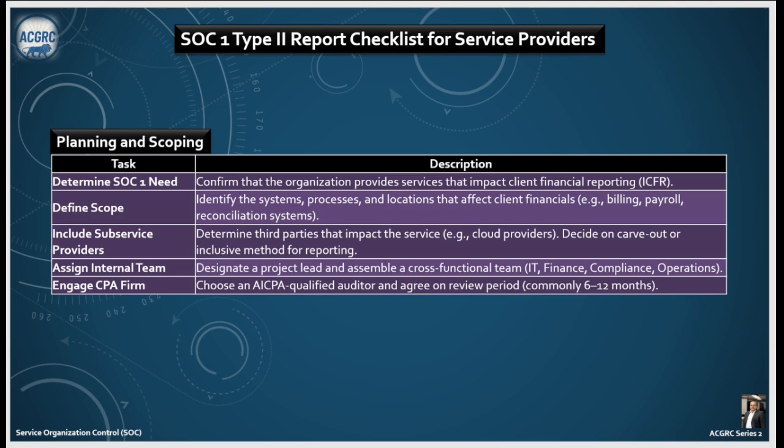Sub-service, determine the third parties that would get impacted. Decide and carve out the specific. Do not boil the ocean. Do not go with a broad brush that anything and everything in this list is applicable. No, cull those which are not applicable. Designate a project lead. Assemble a cross team. Engage a CPA firm. Qualified auditors who can help you before the audit starts, so that they can give a critical view on your processes.